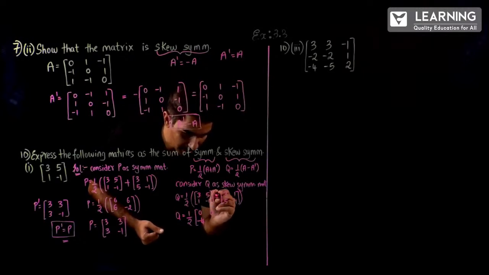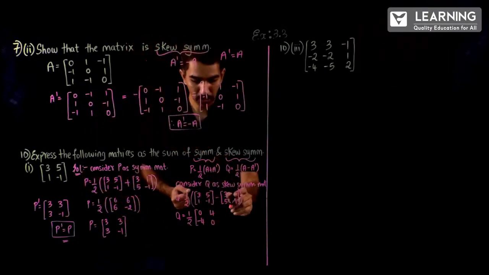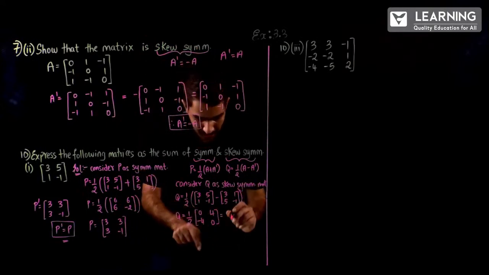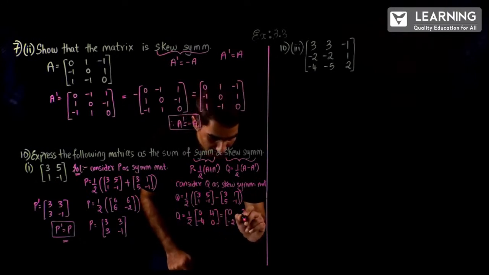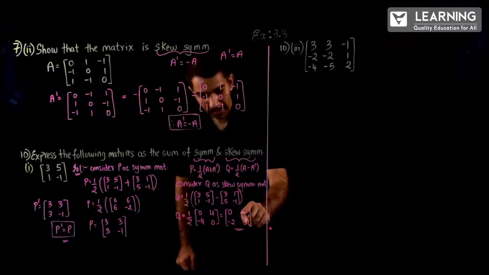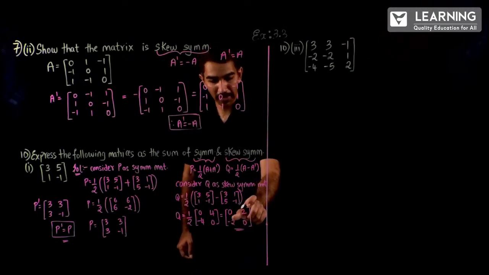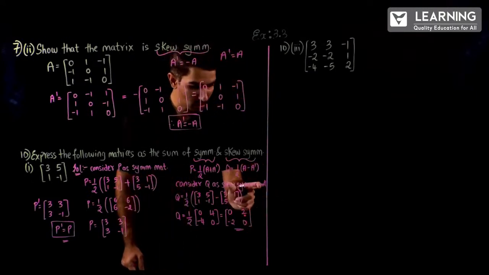Minus 1 minus of minus 1 is 0. Minus of minus will become plus, so minus 1 plus 1 is 0. Now scalar multiply 1 by 2 inside: 0 by 2 is 0 only, correct? 4 by 2 is 2, minus 4 by 2 is minus 2, half into 0 is again 0. Is this a skew symmetric matrix, yes or no? How do we know? Ignore the principal diagonal. Other elements must be mirror images but with opposite signs. So here you can see plus 2 and here we have minus 2, which means the other elements are mirror images of each other with the opposite sign. It is a skew symmetric matrix.